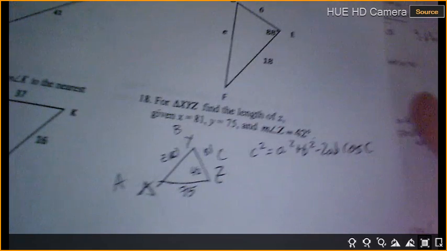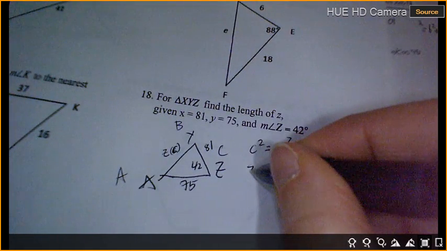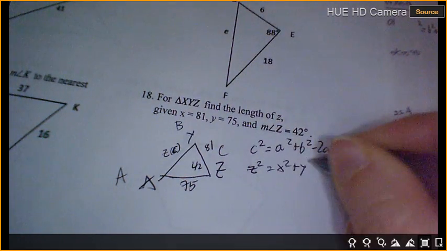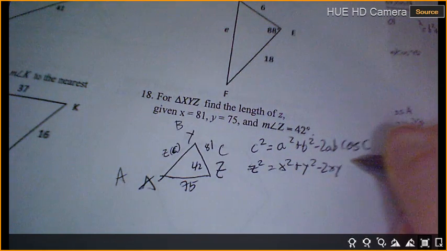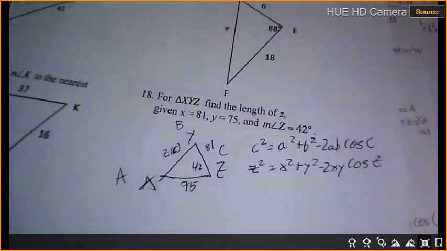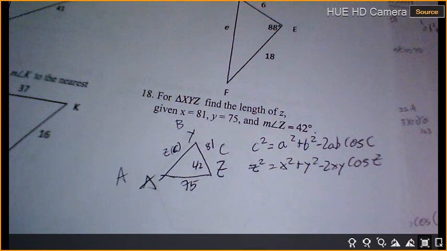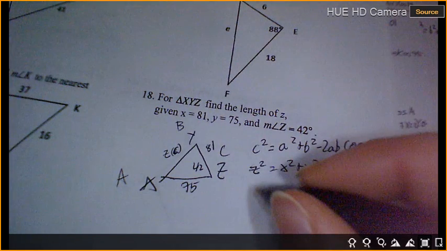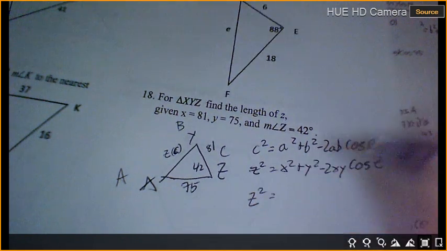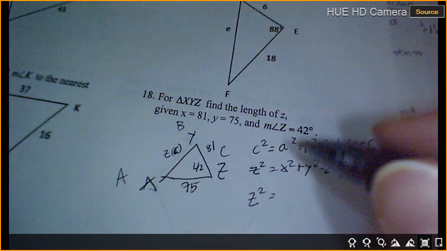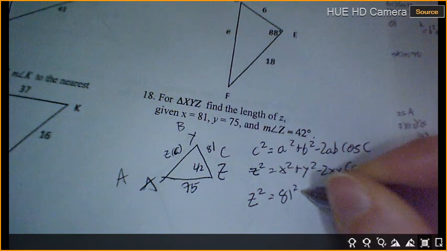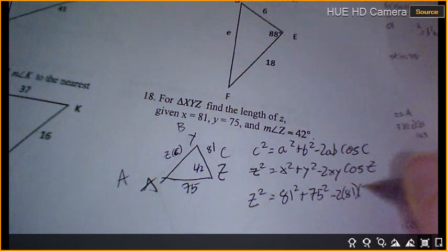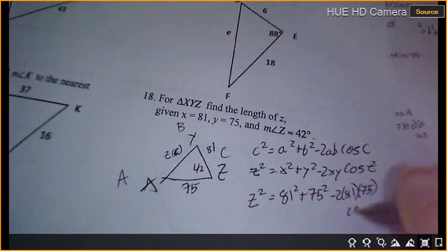Or if you want to keep it in the Z way, we'd go little z squared equals x squared plus y squared minus 2xy cosine Z. Okay, either way, you can change it to ABC or you can keep it the same. And we're going to plug this in. We want to find z squared equals 81 squared plus 75 squared minus 2 times 81 times 75 cosine 42.